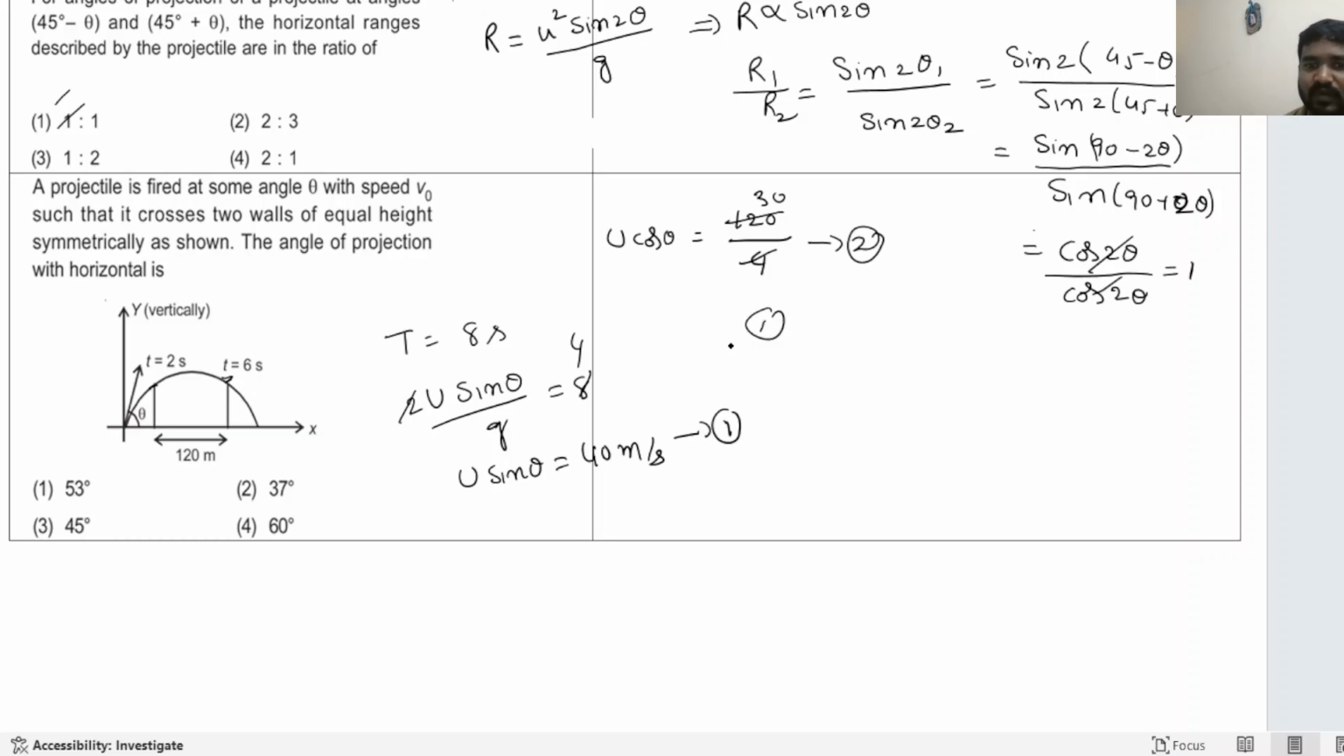I want the angle of projection. Simply take equation 1 divided by equation 2. Therefore, tan theta is 4 divided by 3. So 4 divided by 3, that is the 3, 4, 5 triangle. Therefore, theta value should be 53 degrees. So hence your answer 1 is the correct one.